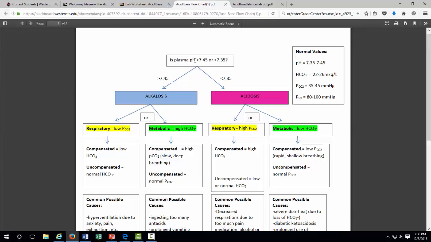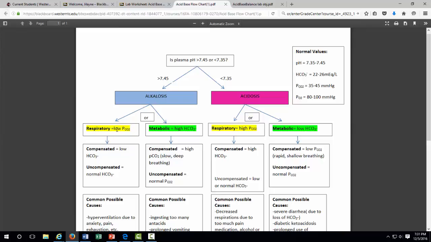So the first thing you look at is what is the pH? Then you determine, is the low or high pH caused by abnormal PCO2 or abnormal bicarbonate? Once we've determined that, then we have to say, is the body trying to accommodate by the other system? So let's say we say it's respiratory, is the metabolic system trying to compensate?